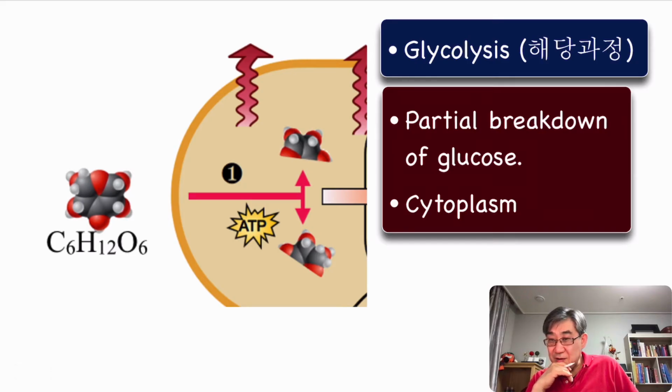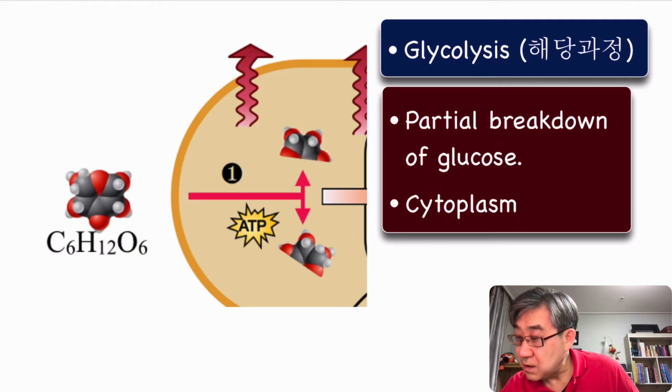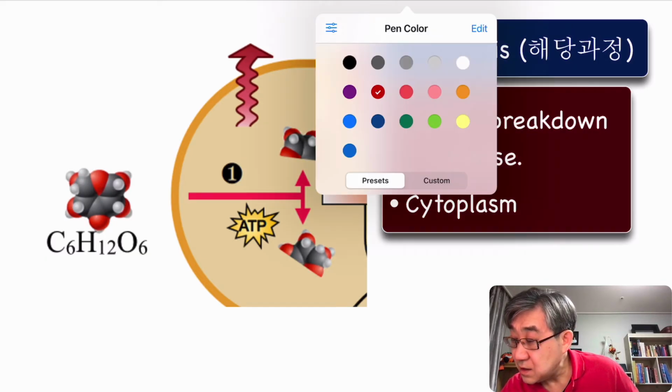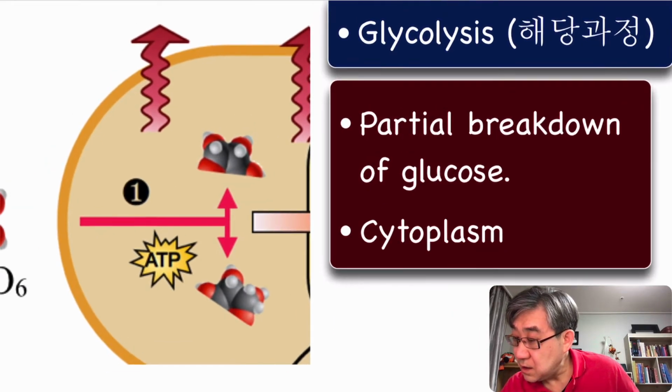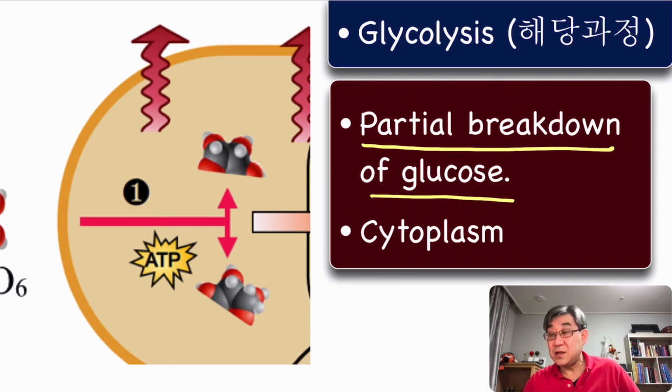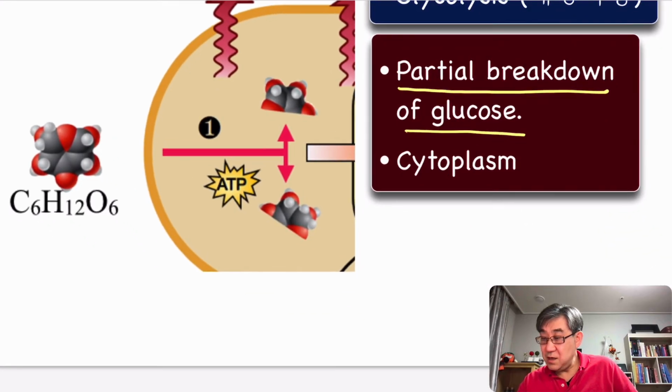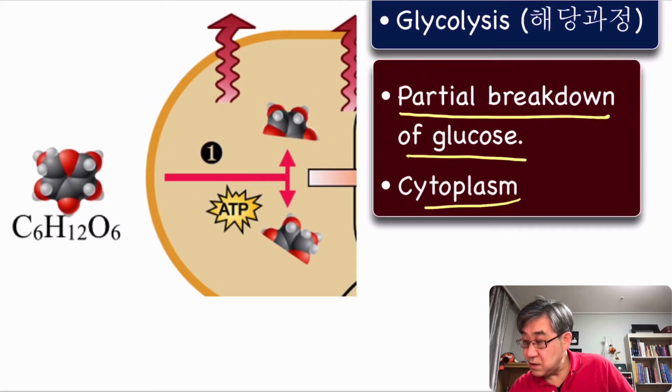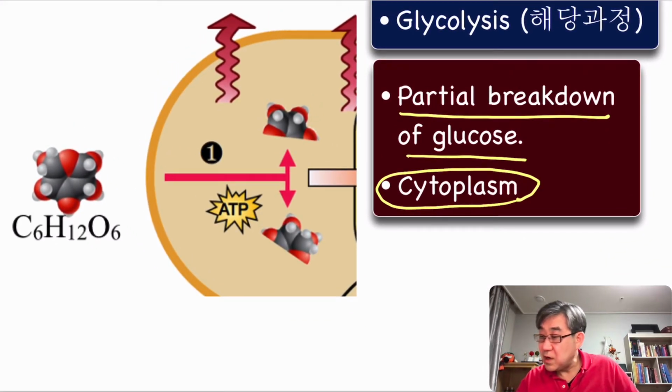So the bottom line of this whole reaction, what we can say about this glycolysis, is that it is the partial breakdown of glucose. So it is not a complete breakdown, but a partial breakdown of glucose. And another keyword appearing over here, cytoplasm, indicates the location where it takes place.